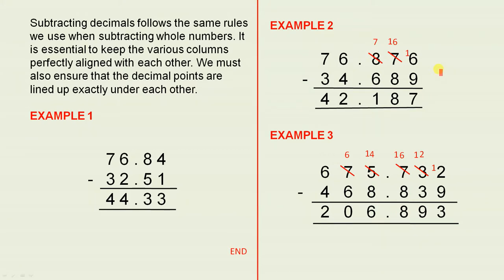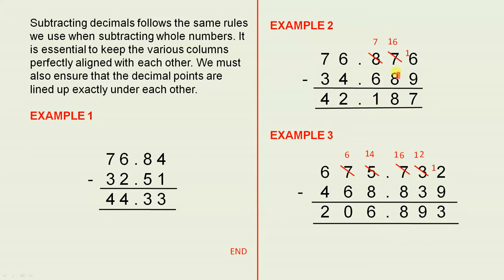For example 2, we have 76.876 minus 34.689. Perfect alignment all the way through. 6 take away 9 we cannot do, so we do trading. Make that 16. 16 take away 9 is 7. Because we traded, we cross that off and make it a 6.